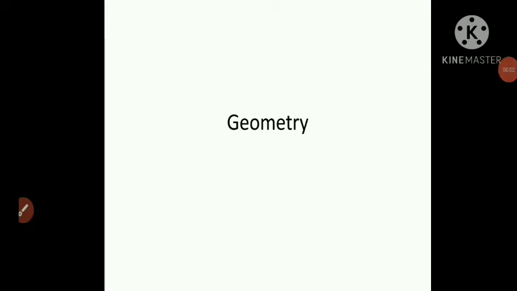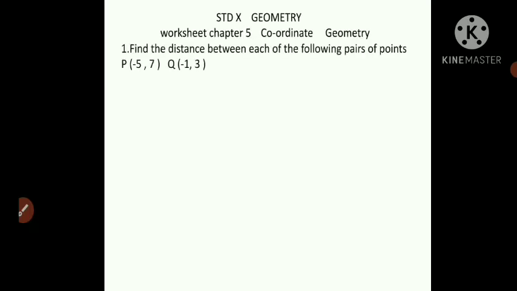Students, now we will solve the worksheet for chapter number 5 and 6. The first question is, find the distance between each of the following pair of points, that is P (minus 5, 7) and the coordinates of point Q are (minus 1, 3).